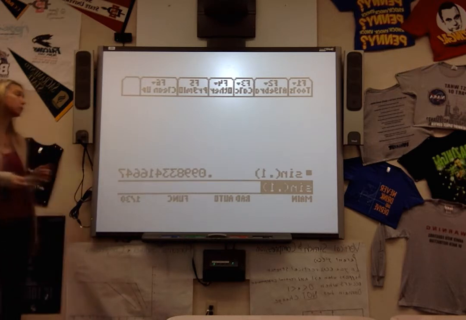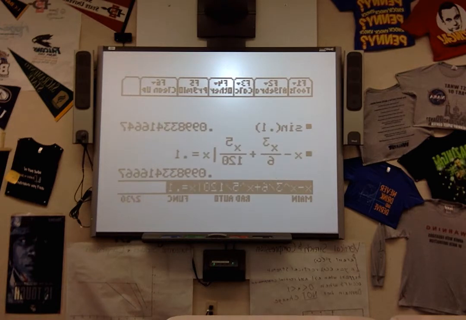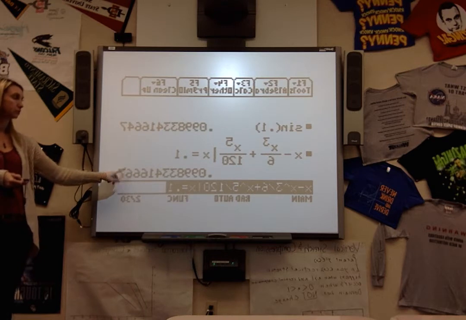So my sine of 0.1 is 0.0998 blah blah blah blah. And now I need to type in the polynomial that they asked me to. Wow. Whoa, they're like perfect. Oh wow, yeah. Whoa, way out here. I mean, that's farther, then it's not so minimal.